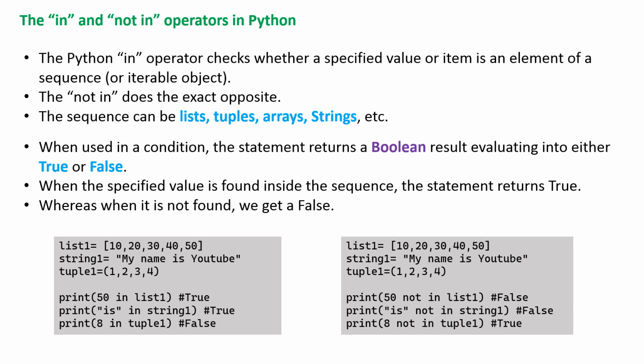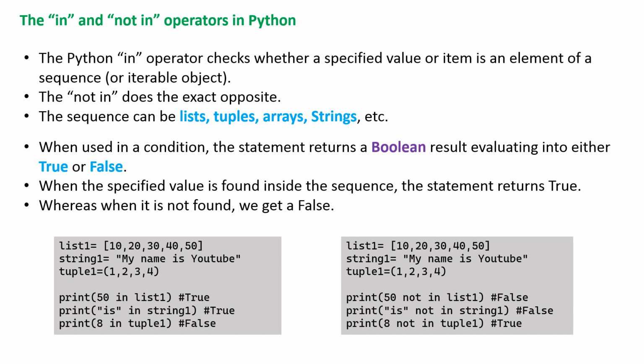Similarly, there is a string data type which I have defined as "my name is YouTube". So the substrings in these would be my, name, is, YouTube. We can check for any of these actually. Now if we check for is in string 1, then it is present in string 1. Hence it returns true. But if we do is not in string 1, it returns false.